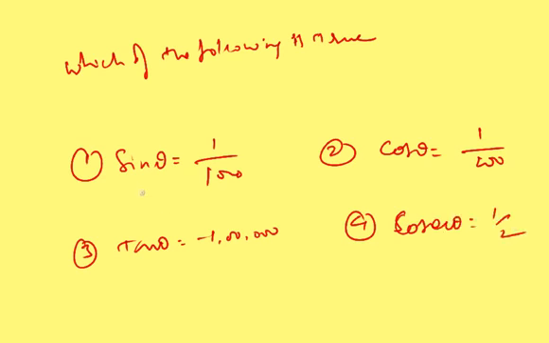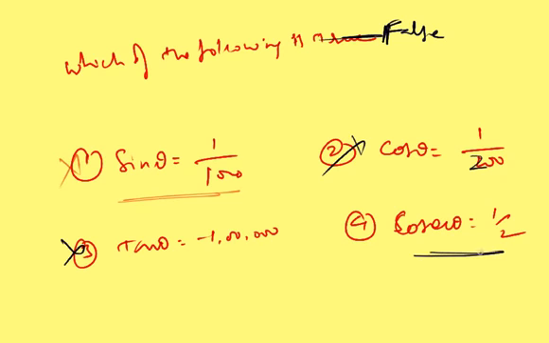Clearly, friends, sine theta is always less than 1, so this is okay, this is true. It is not our problem, so this is not the answer. And we know that cos theta is also always less than 1, this is 1 by 200, so this is not our answer. And tan theta can be any value, it is not our answer. The question is actually which of the following is false? So cosecant theta is given as 1 by 2. We know that cosecant value never lies between minus 1 and 1. So this is false, friends. It's never possible.